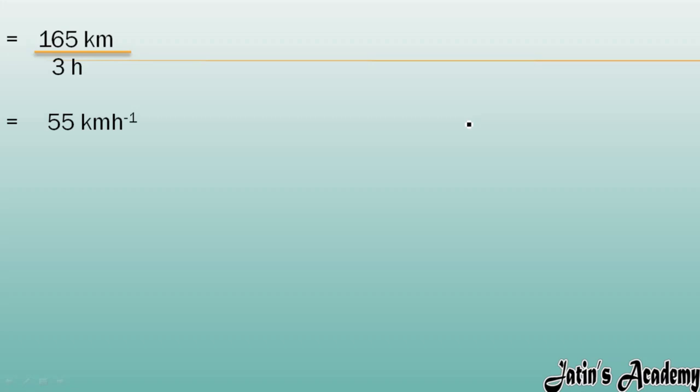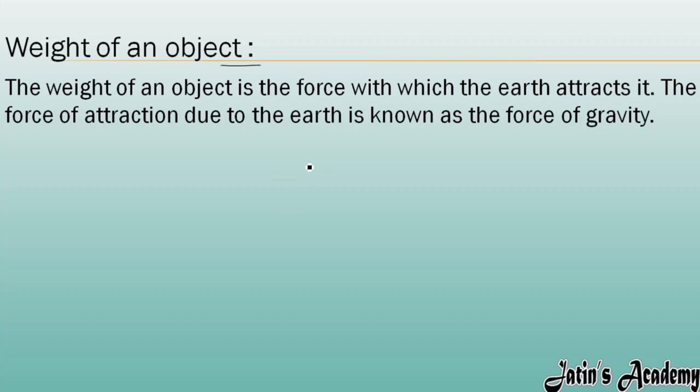Next topic we are having here: weight of an object. So what do you mean by weight of an object? The weight of an object is the force with which the earth attracts it. For example, here I am having one ball. When I throw this ball from a height, where will this ball go? Obviously, it will go downside. No, when we throw the ball, this ball will move downside.